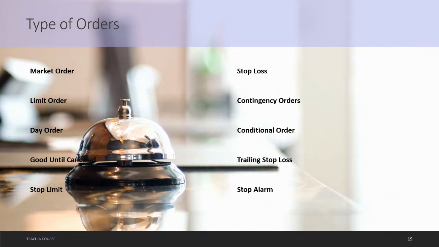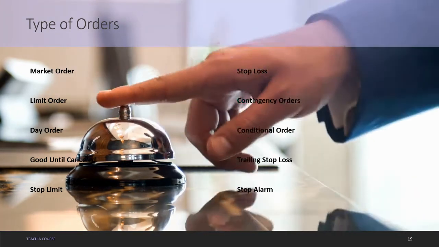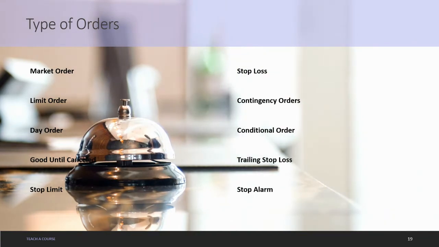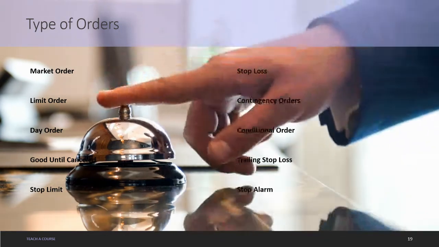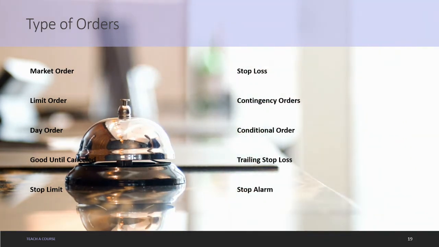Stop loss. It is advisable to protect loss potential by entering an order that will stop the trade if the stock or option trades at a certain price. A stop loss order is such an order. Be aware that a stop loss order does not protect from gaps.